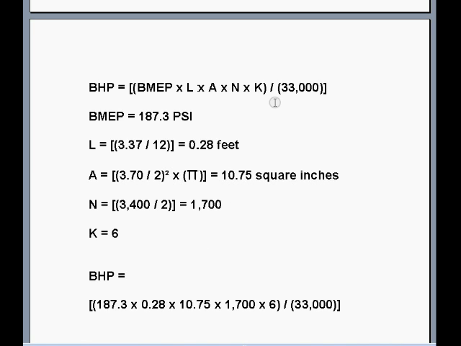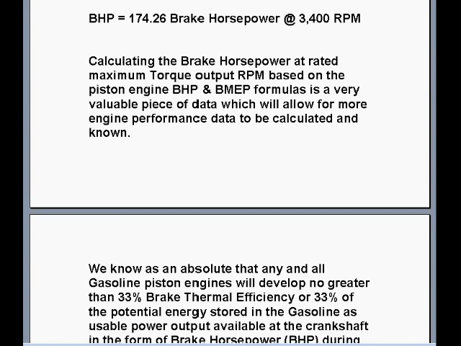Then, since this is taken at the maximum torque output of 270 foot-pounds at 3,400 RPM, the operational RPM is 3,400. So in order to get the number of power strokes per minute in this 4-stroke piston engine, it would be half of the RPM. So 3,400 divided by 2, 1,700 power strokes per minute times 6 cylinders. So when we multiply them all out and divide it by 33,000, we get a brake horsepower of 174.26 brake horsepower at 3,400 RPM.